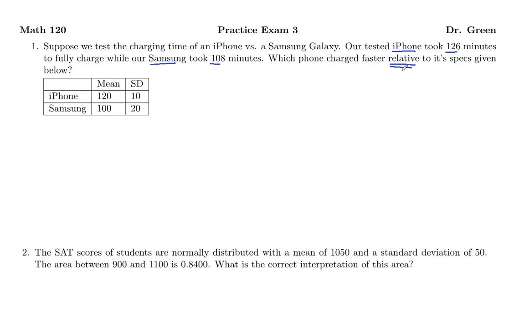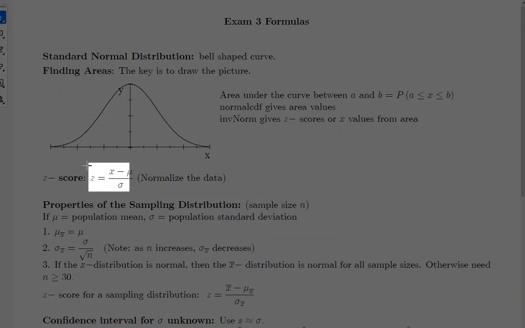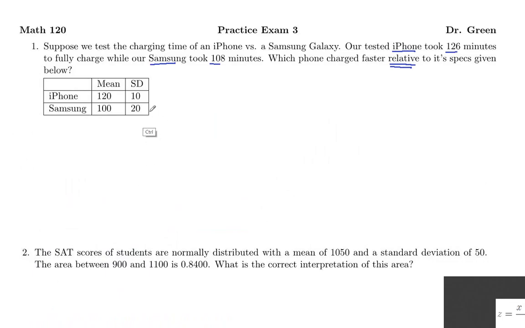Since we're comparing two different distributions, we're going to use z-scores to compare. If I go to our formula sheet, we see z-scores right here. Z is x minus mu over sigma. Just go ahead and grab that. And we'll assume a normal distribution here.